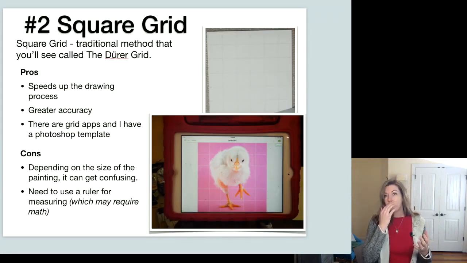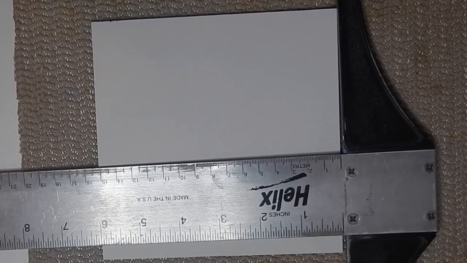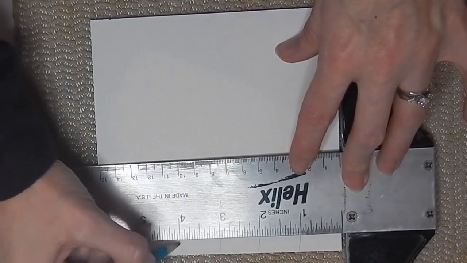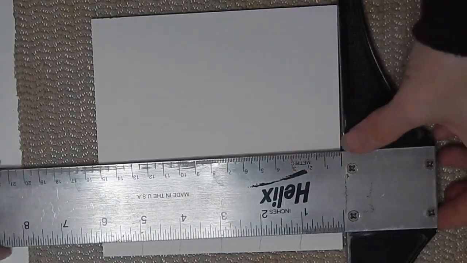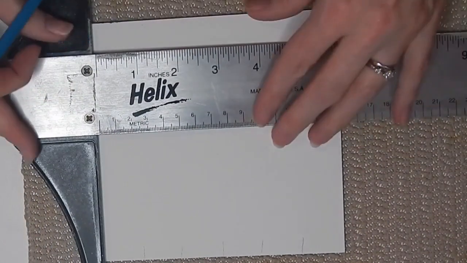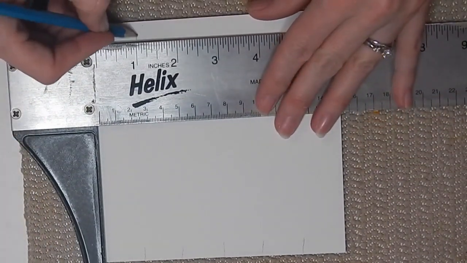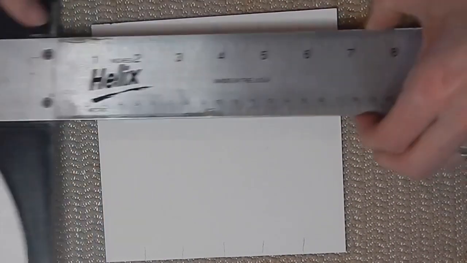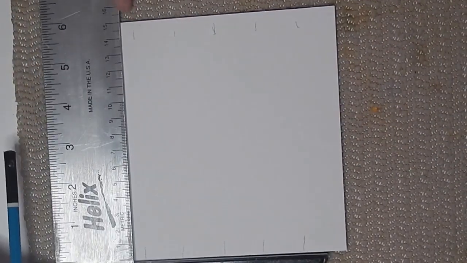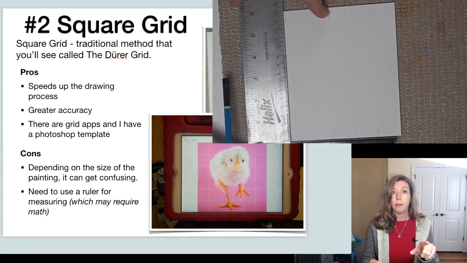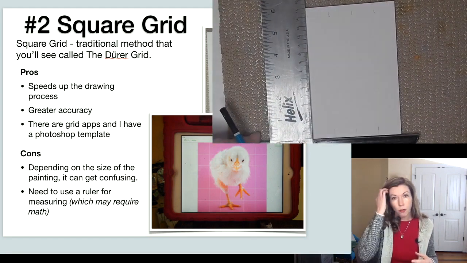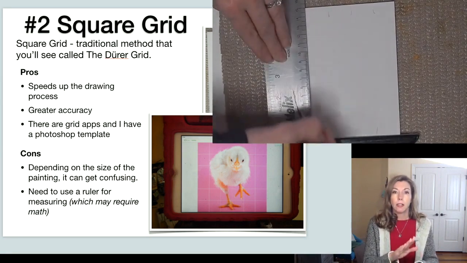The next method is the square method. And this is something that a lot of people are pretty familiar with. You've probably seen some sketches of Da Vinci using this. It actually is a very useful tool, and this is one that I do use as well. The square method speeds up the drawing process, it gives you greater accuracy. And the nice thing is there are grid apps, so you can have it like I do here on my iPad, and you can do it on your paper. And I'll even include in this video a Photoshop template so you can overlay it onto your image if you would like to.